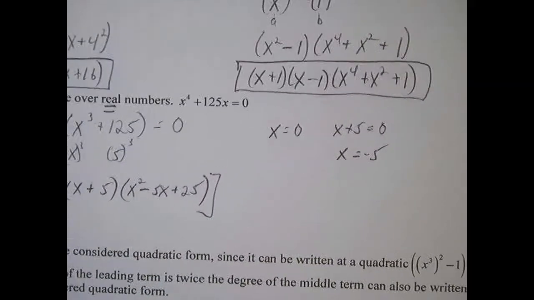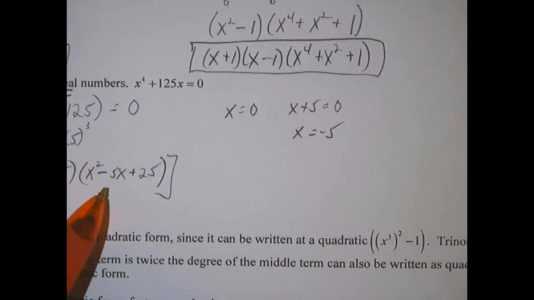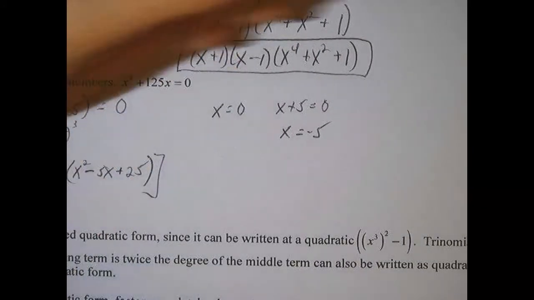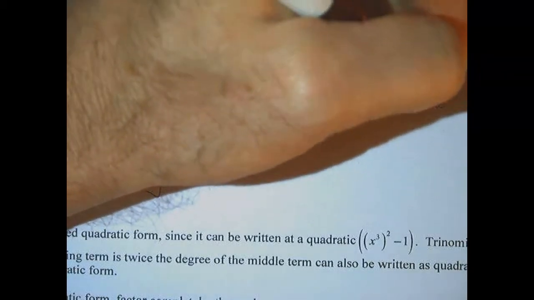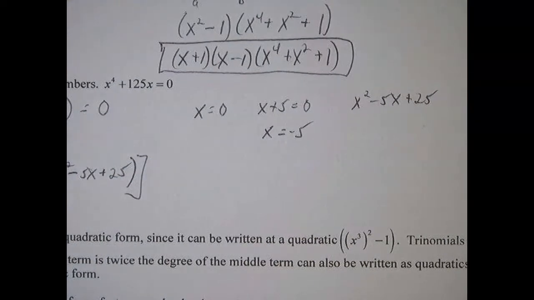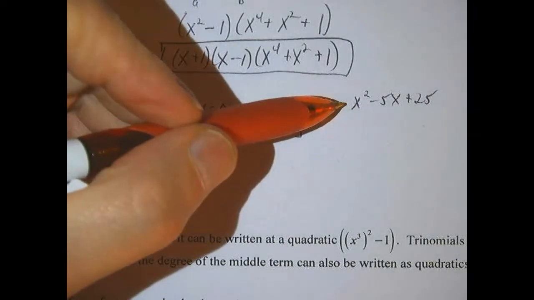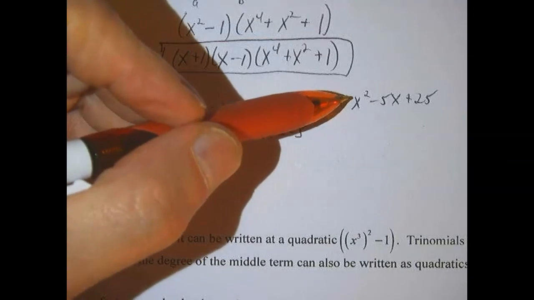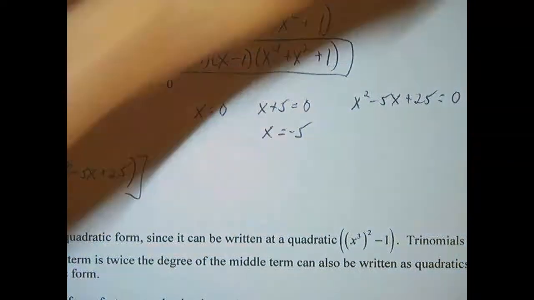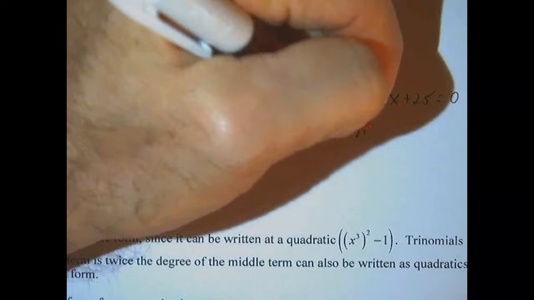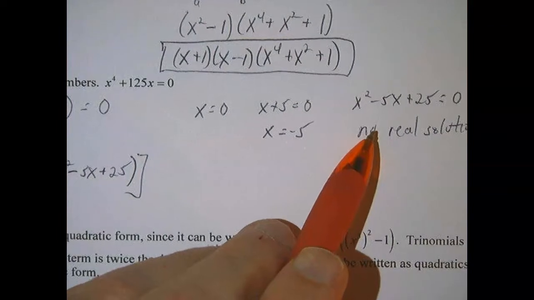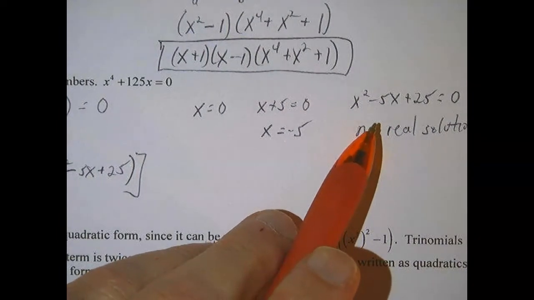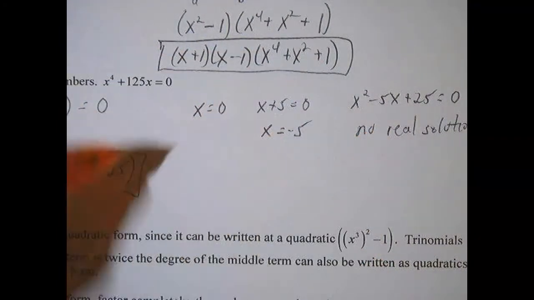So if I set my other factor, and again, this can't be factored further, but if I set that other factor, x squared minus 5x plus 25, equal to 0, you can either trust me or test it out by trying to use the quadratic formula. You won't be able to factor it, and when I try to set that equal to 0, I will find no real solutions. So this trinomial will never generate any more x-intercepts. And our only real solutions are 0 and negative 5.